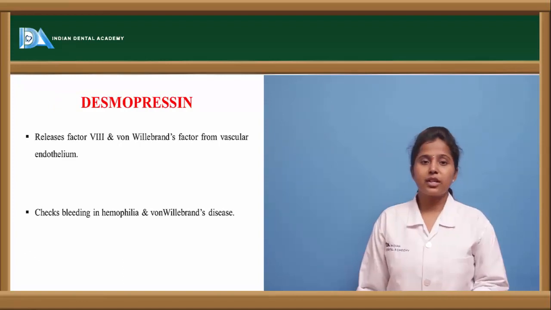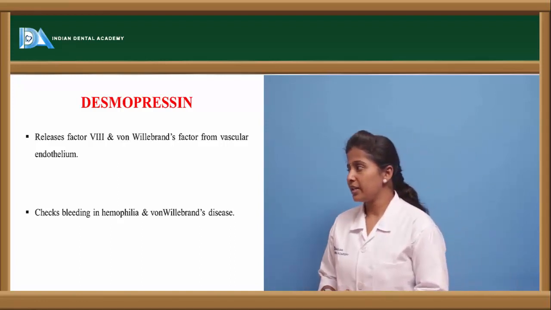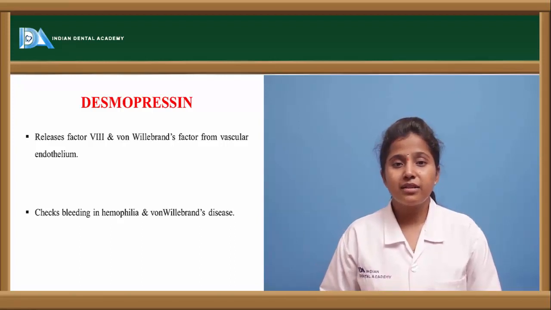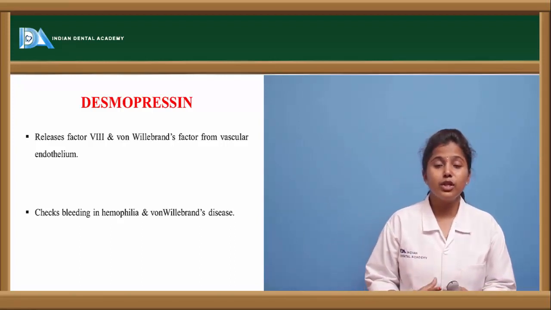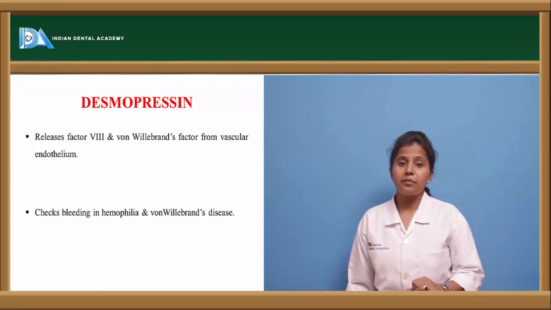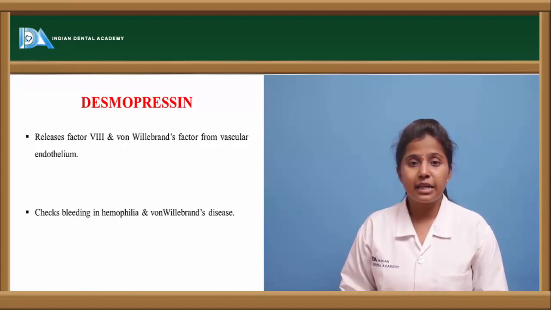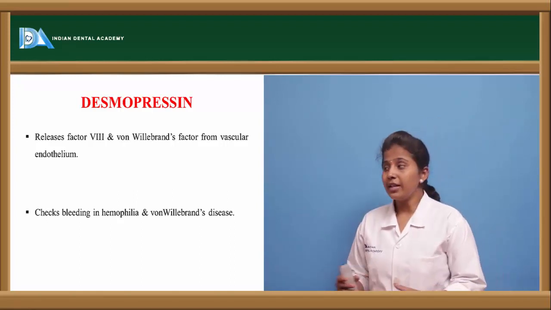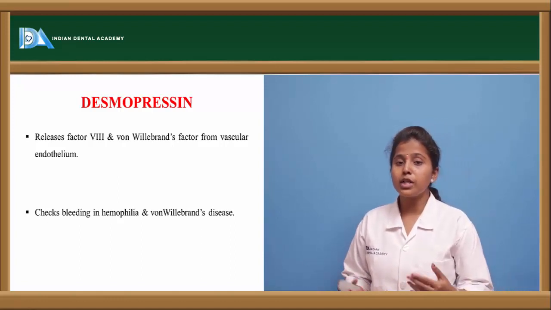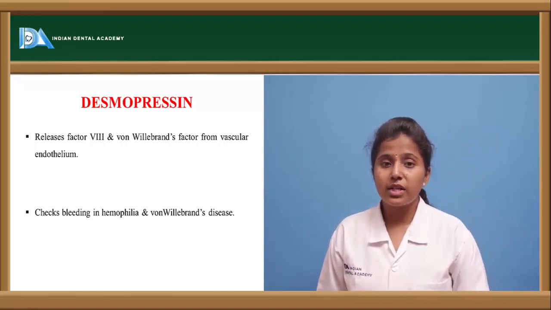The other drug is desmopressin. Desmopressin is a drug which releases factor 8 as well as von Willebrand's factor. So this desmopressin acts mainly in the formation of clotting factor 8. And along with that, von Willebrand's factor is one of the additional factors which aids in the coagulation of blood. If there is any deficiency in this factor, it causes a syndrome called von Willebrand's disease. So in this condition, desmopressin is used.